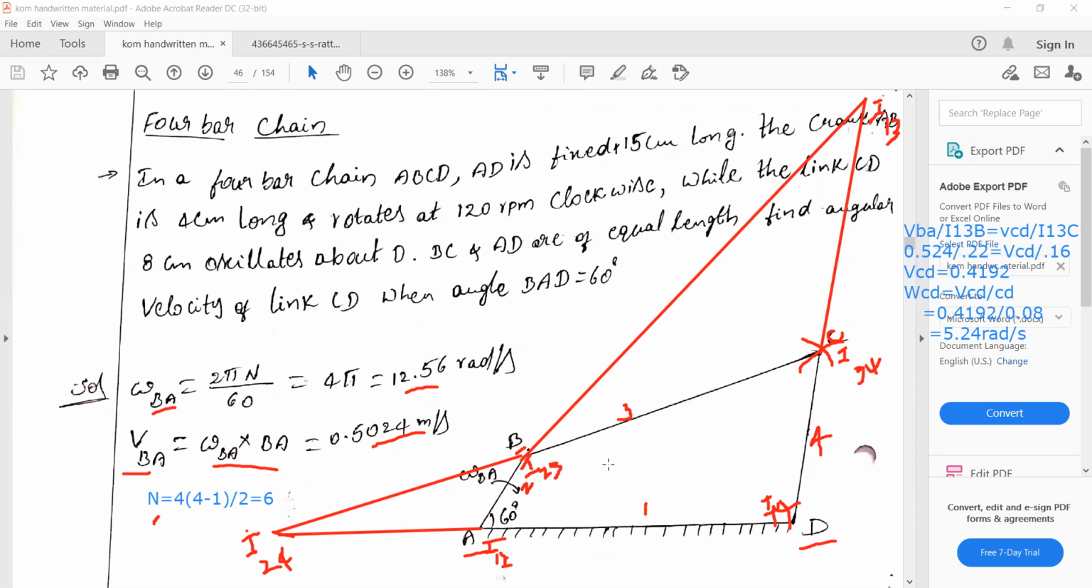Do you understand the problem? Please raise the queries. How to identify the unknowns by the help of the instantaneous center method is very important.